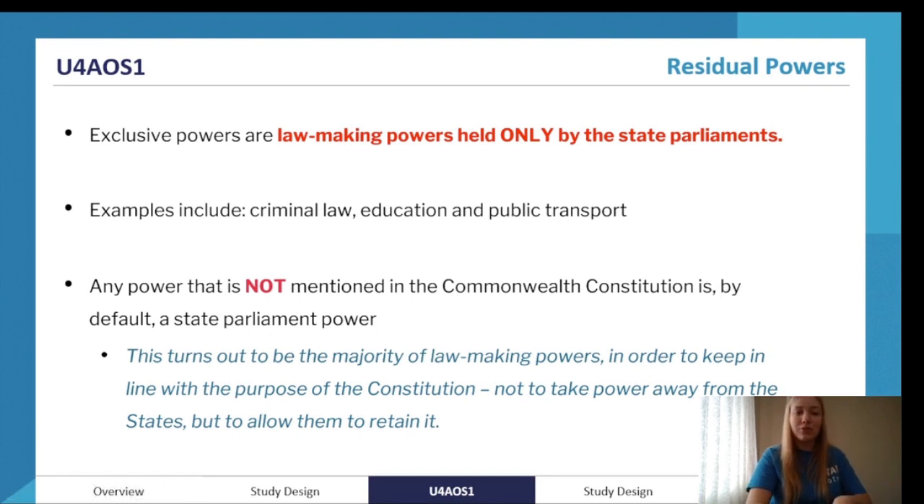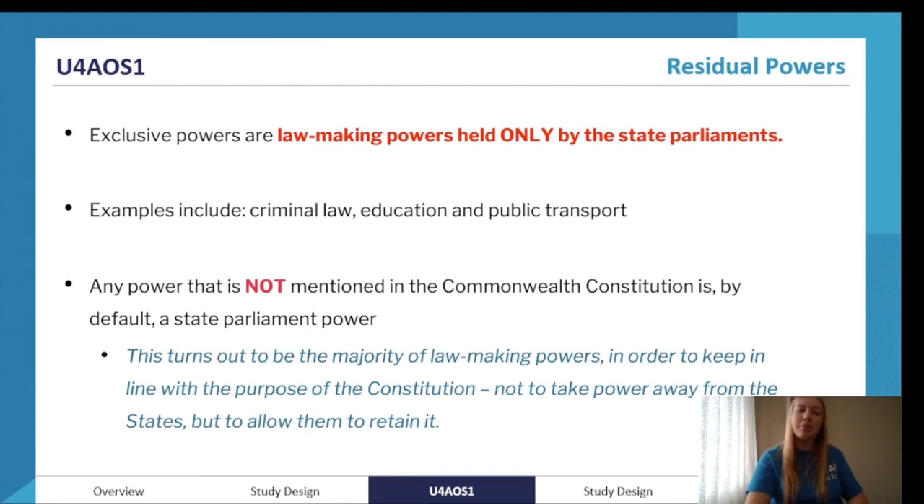So lastly, we have residual powers. These are the lawmaking powers held only by the state parliaments. This is generally everything that doesn't fall into the Commonwealth Constitution. There are no sections in the Commonwealth Constitution that mention these residual powers. Therefore, by default, they are state parliament powers. So everything that is not exclusive, everything that is not concurrent, so essentially everything that isn't in the Constitution, is a power that belongs with the states.